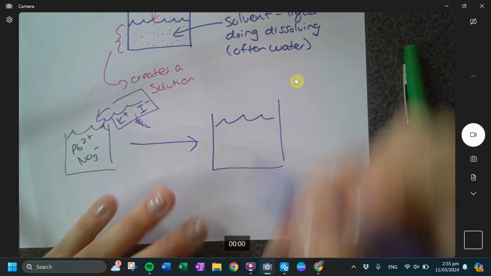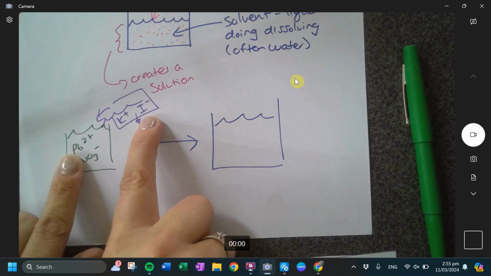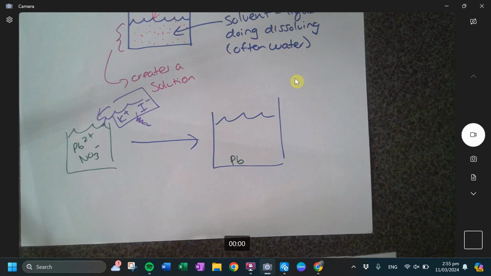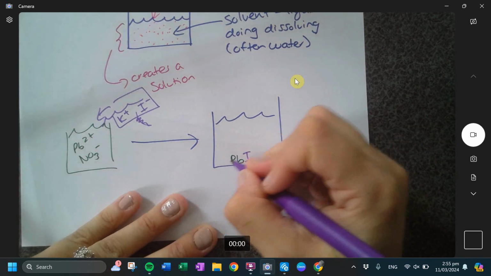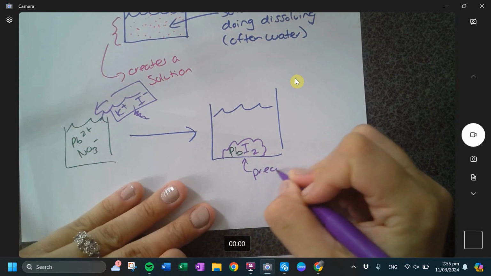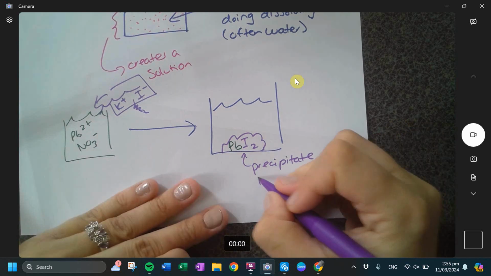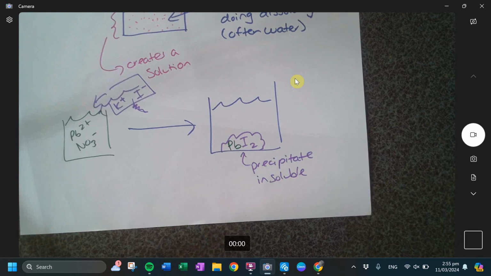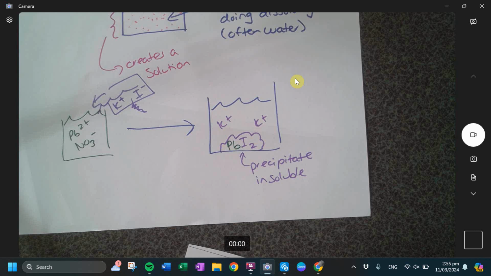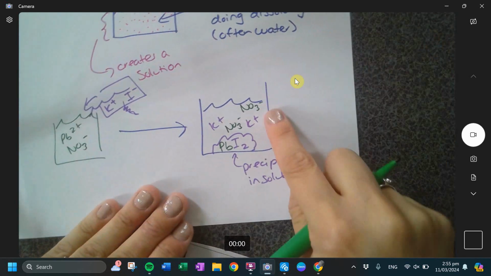And in that beaker, I have lots of different ions floating around. Now, when the lead ion interacts with the iodide ion, it's going to sink to the bottom. And it's going to form a precipitate. And that is insoluble, so it doesn't dissolve in water. The other two components, potassium and nitrate, will stay in solution. So those will still be soluble.